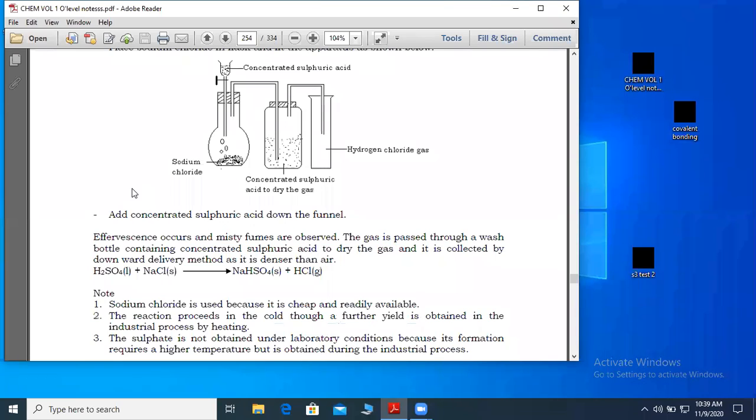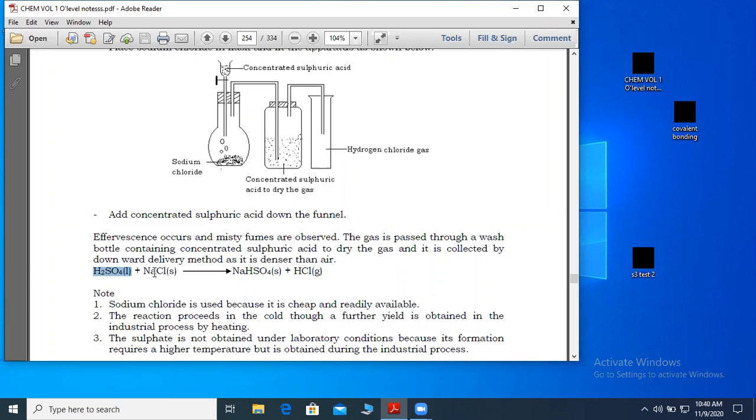The acid we use is concentrated sulfuric acid. That means there is no water in it, or little water. So the state we give it is liquid. If it was dilute, then the state would have been aqueous. Sodium chloride is used as a solid.